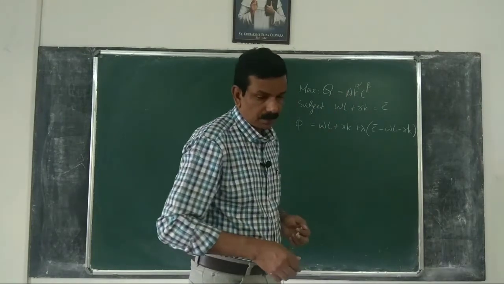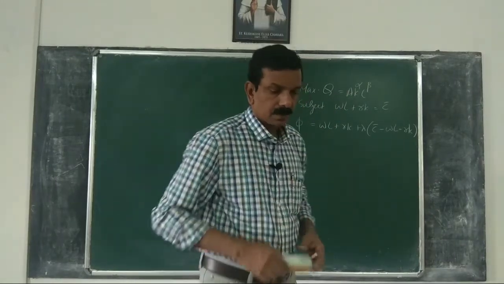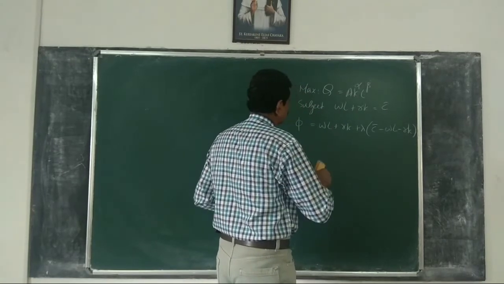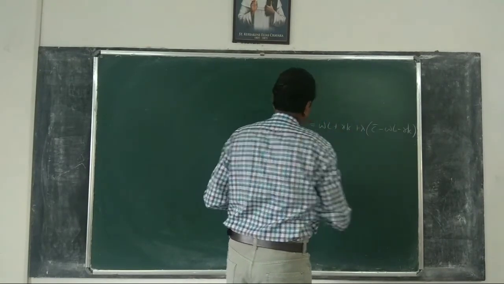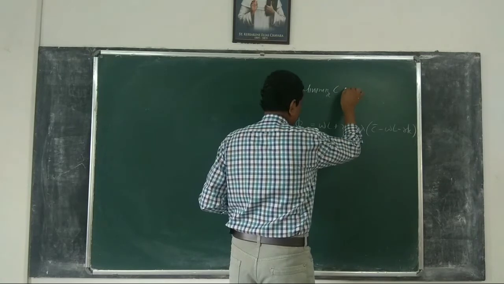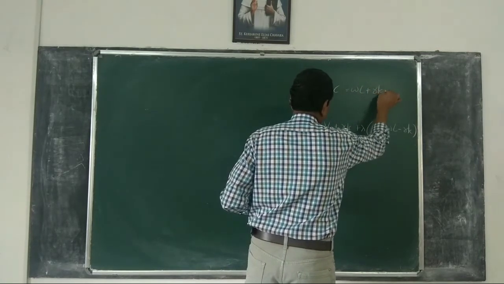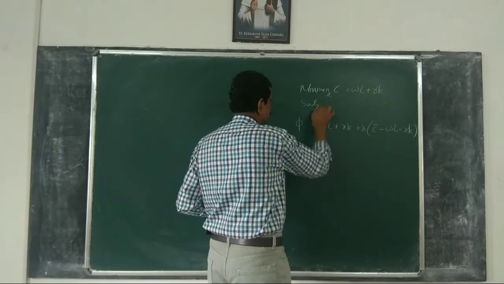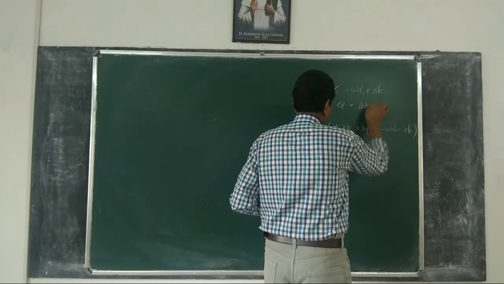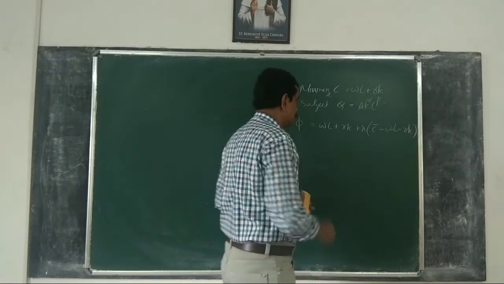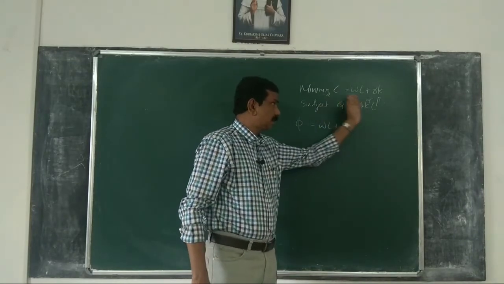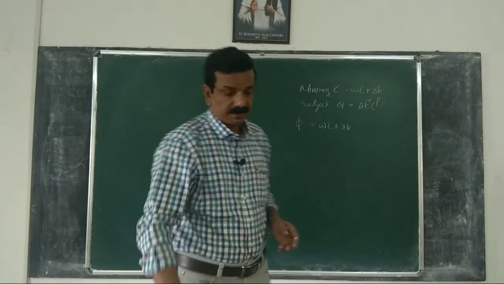The problem we write as: minimize cost C is equal to WL plus RK subject to Q is equal to A K raised to alpha L raised to beta, because the constraint and objective function are specified here.